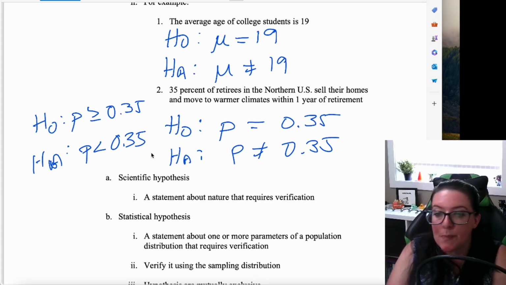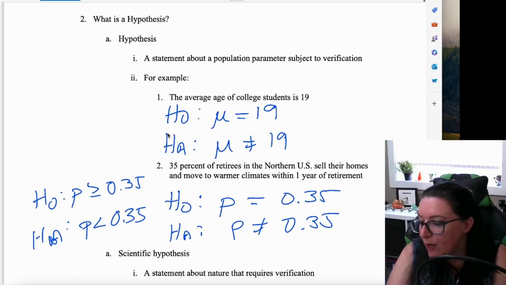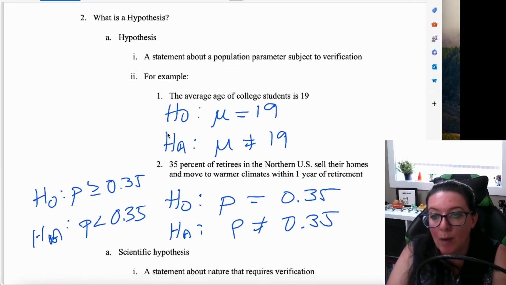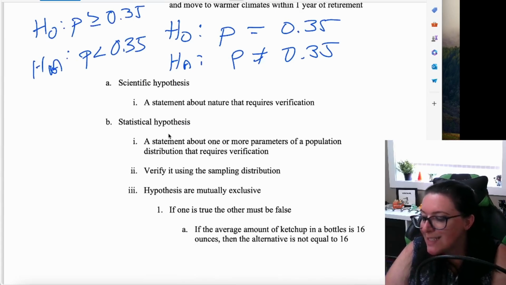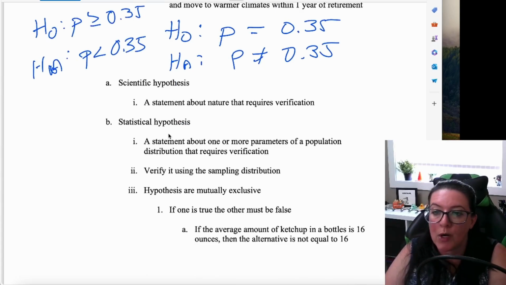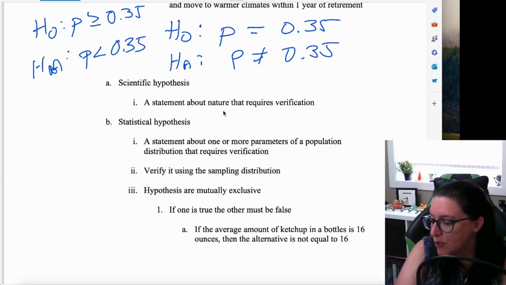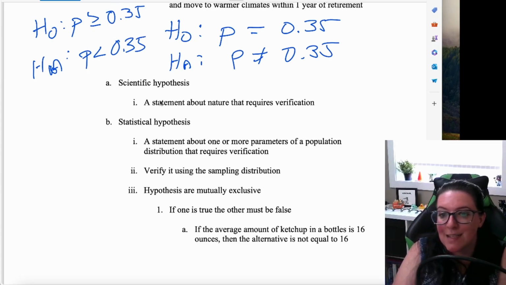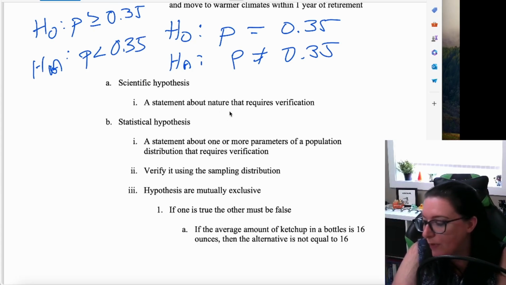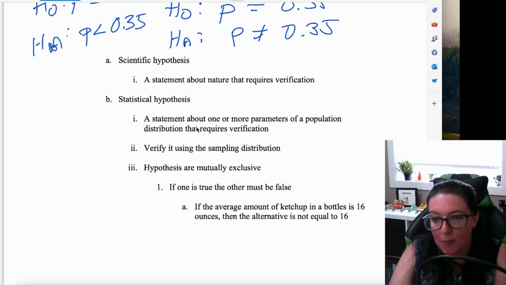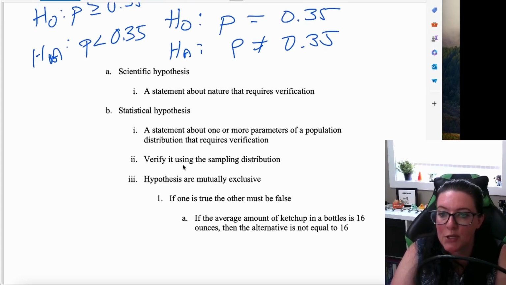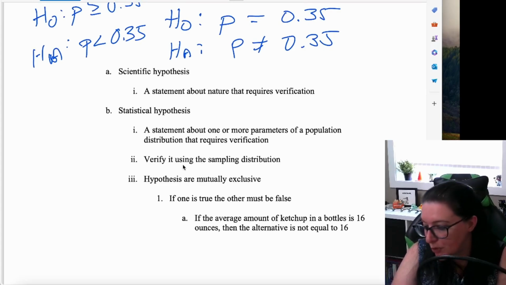So we need to specify with our hypothesis what it is we are focusing on. What is the population parameter that we are testing? So a statistical hypothesis is a statement about one or more parameters of a population distribution that requires verification. Slightly different from a scientific hypothesis, which is a statement about nature that requires verification. With our statistical hypothesis, we're going to do that verification using that sampling distribution.